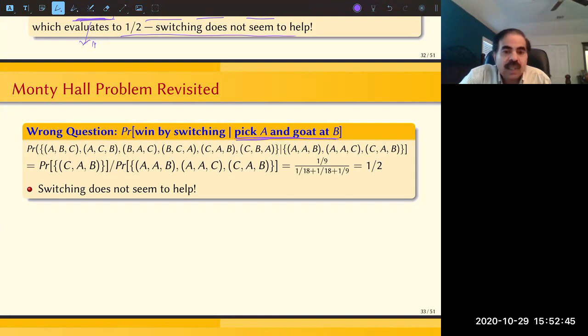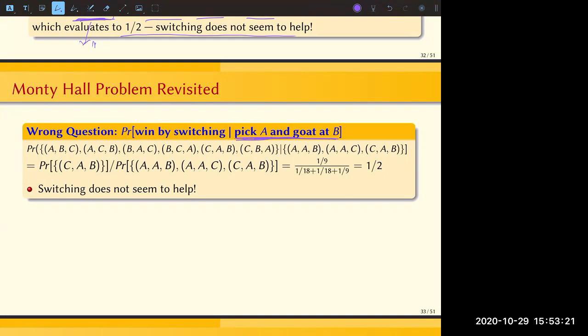If you are the contestant, what is the information that you have to make a decision? So you picked A, so obviously that part you got right. What is the second piece of information that you have? Is it that there is a goat behind B, or is it something else? If the door revealed is B? Right, right. So that's the point.